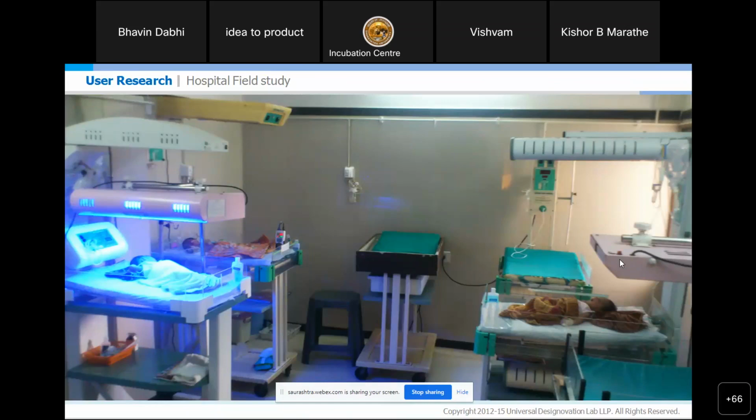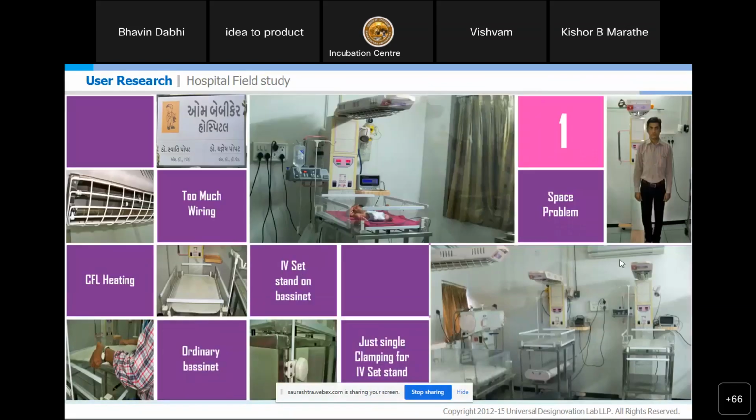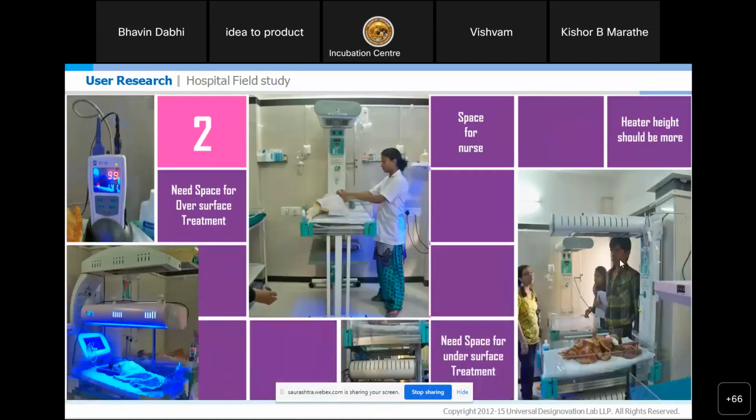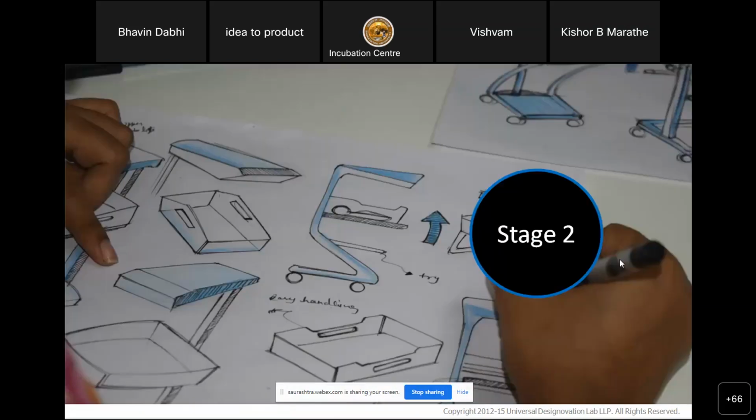It is said as well as unsaid need, and from there, everything you need to detail out in the research. Normally, a warmer and phototherapy are only for one baby, but in our country as well as the Asian countries near to us, this is happening. This should not happen. Morally, it should not happen. Now, when we say user research, we need to collect the data, go to the hospital, interact with the product and all.